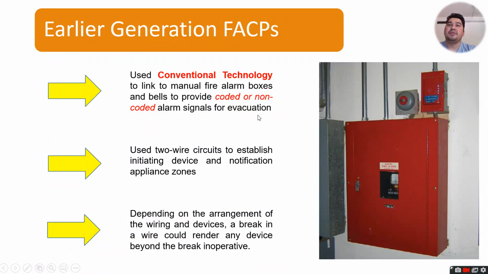Earlier generation FACP, fire alarm control panel. This is the earlier one, the first that was used. It used conventional technology to link to manual fire alarm boxes and bells to provide coded or non-coded alarm signals for evacuation. There is the bell that was provided. It used two wire circuits to establish initiating device and notification appliance zones. Then, depending on the arrangement of the wiring and devices, a break in the wire could render any device beyond the break inoperative.